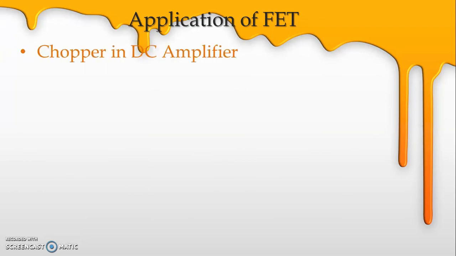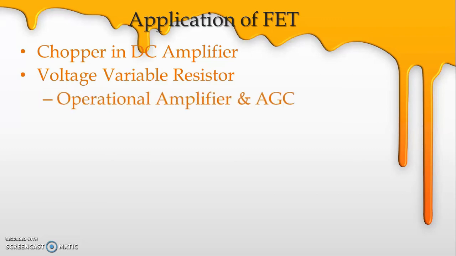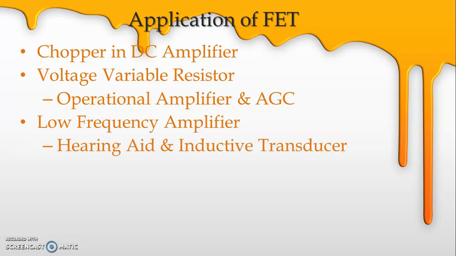It can be used as a chopper in DC amplifier. It can be used as a voltage variable resistor in case of operational amplifier and AGC. It can be used as a voltage variable resistor. It can also be used as a low frequency amplifier. In case of a hearing aid and inductive transducer, it can be used as a low frequency amplifier.